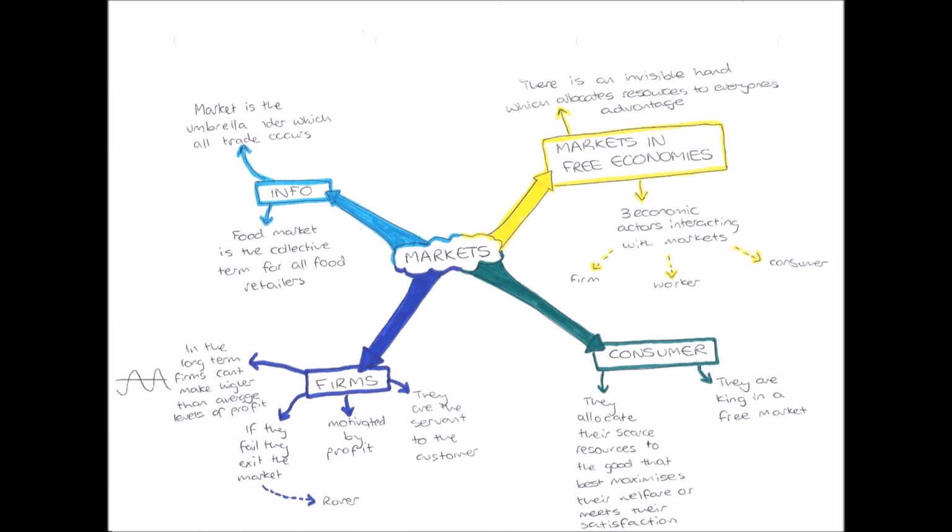Peaks in profit when the business and the economy is doing well, troughs in profit when the economy is not doing so well. So therefore these peaks will cancel out the troughs, the high amounts of profit will cancel out the low amounts of profit and the losses and the negative profit. So therefore in the long term these will cancel each other out, so therefore you cannot make more than average level of profit.